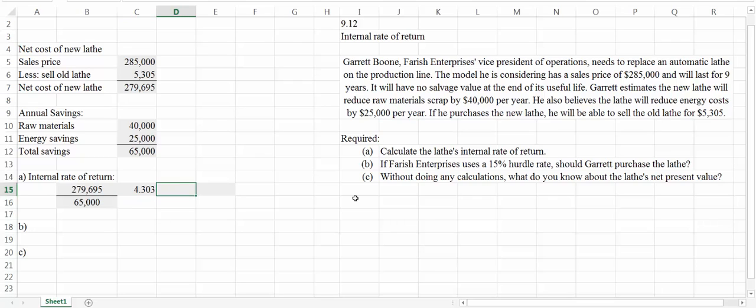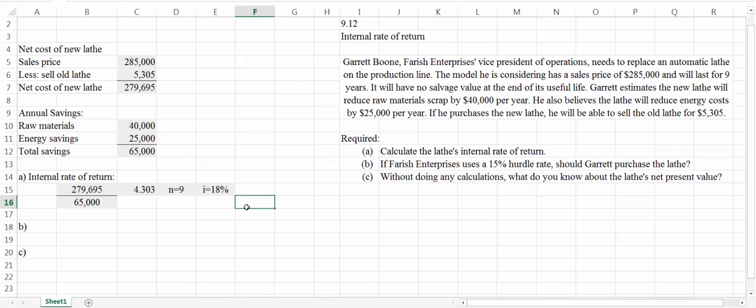All right, so we know that this lathe is going to last 9 years, so our N is equal to 9. And our goal is to find out what the I is, or the internal rate of return. So let's go to the present value tables, and we're going to present value of an annuity. You're going to go to the N equals 9 row and keep looking across until you find 4.303. If you do that, you're going to find that your I turns out to be 18%.